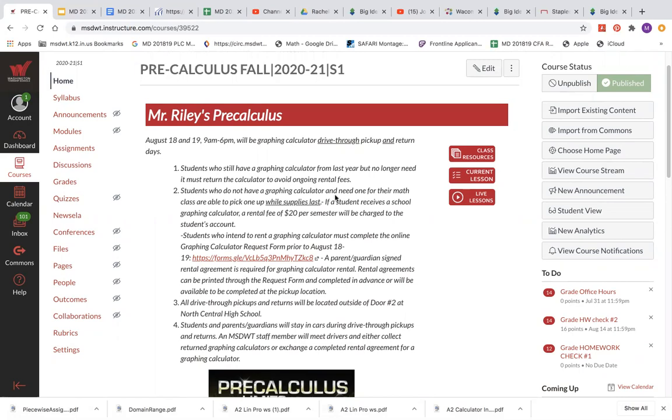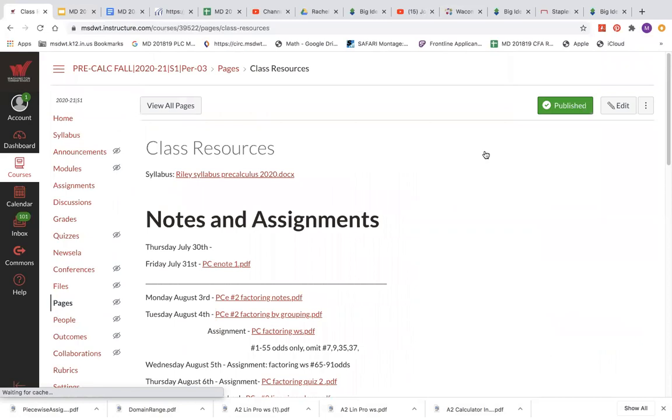If you don't have one, we rent them for $20 per semester. However, if you are a junior and going to take calculus, you should probably buy one because you need one in calculus. If you're going to college to take math, then you need one also. So real quick, all of these are up here if you need a calculator. Class resources.